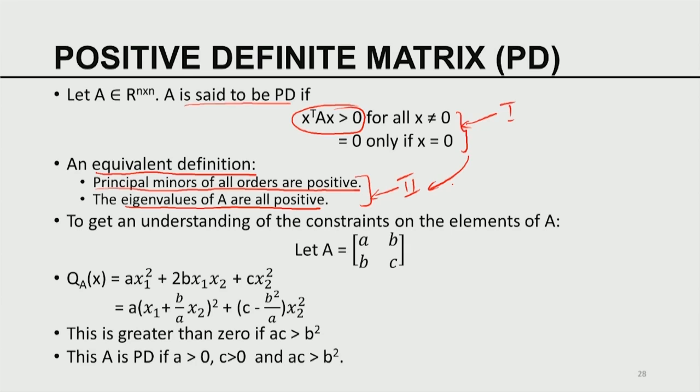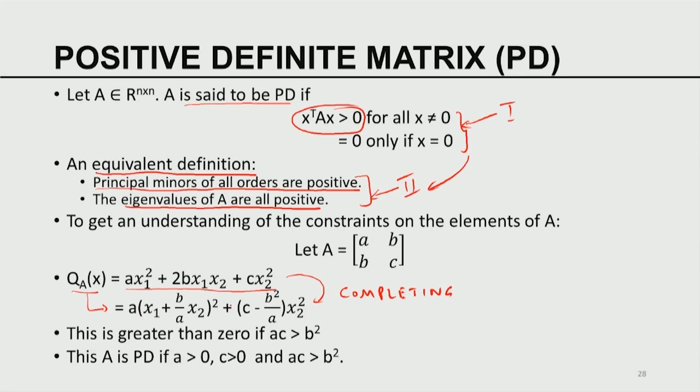To get an understanding of the constraint on the elements of A to be a positive definite matrix, let us consider a symmetric matrix [A, B; B, C]. Please understand, in the context of positive definiteness, we need to consider only symmetric matrices. So if you consider x transpose Ax for this matrix, it takes this form. I can rewrite this by simply completing the squares like this. A simple algebra will show you. This is called the method of completing the square. So by the method of completing the squares, we can express the quadratic form like this.